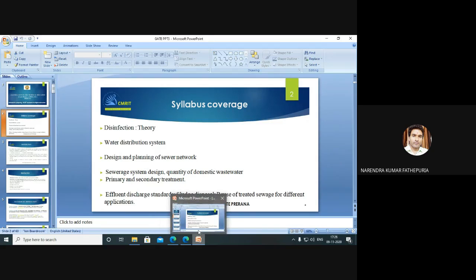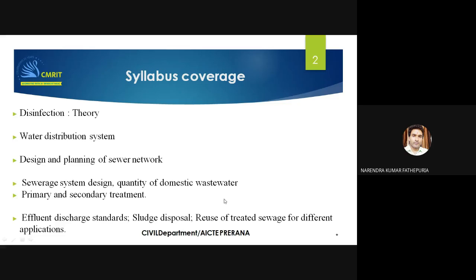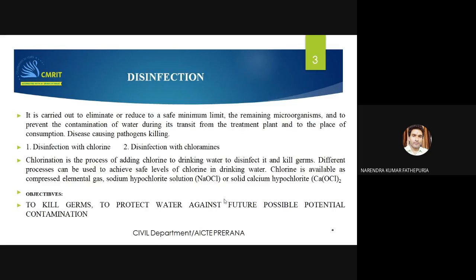I will share this PPT with you, so once you have time, because we have a time constraint, later on you can read properly and you can do some numericals on this. I think the numerical part also I have shared in the GATE classes. You can see that, and the solution is given over there. There's a time limit over there, and you just solve it. So we'll move to the disinfection part.